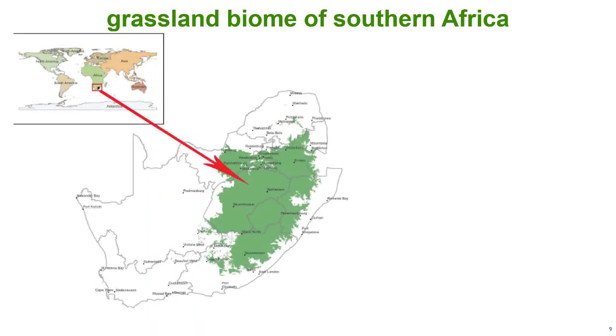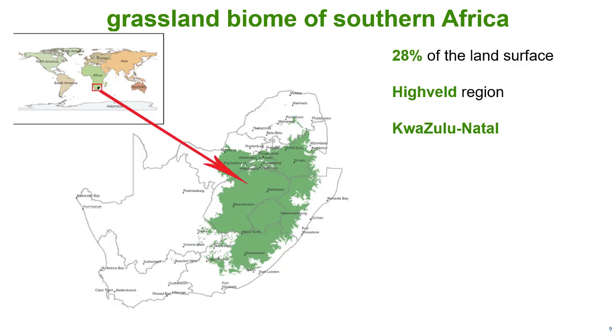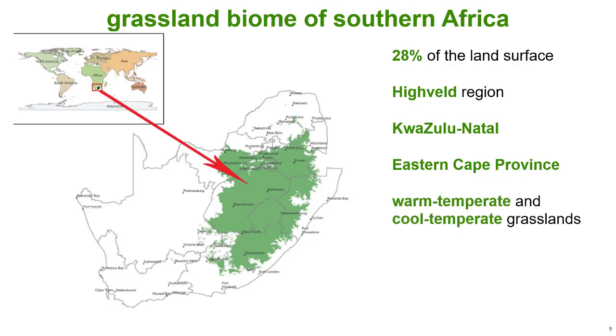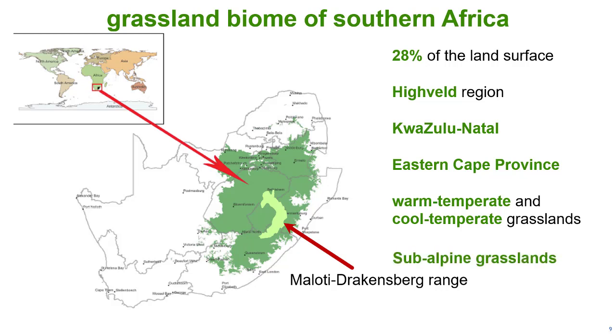The grassland biome of Southern Africa comprises 28% of the land surface and is the second largest biome after the savanna biome. The grasslands occur mostly on the high central plateau, also known as the Highveld region, the mountainous inland areas of KwaZulu-Natal, and extends to the central parts of the Eastern Cape province. These include both warm temperate and cold temperate grasslands. In the high-lying altitude mountainous areas of the Maluti-Drakensberg range, subalpine grasslands are present.